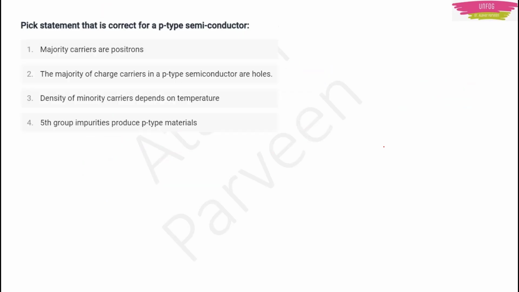Now let us see a few MCQs based on this. Pick a statement that is correct for a P-type semiconductor. If I see the options, the majority charge carriers in a P-type semiconductor will be holes. This is the right option.